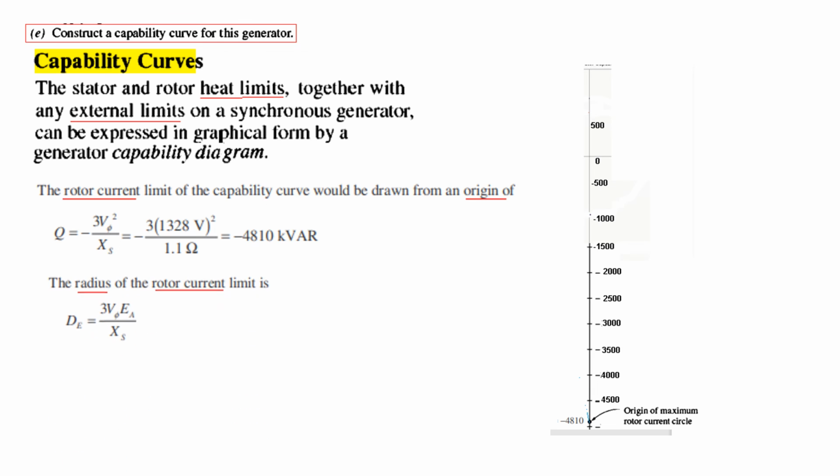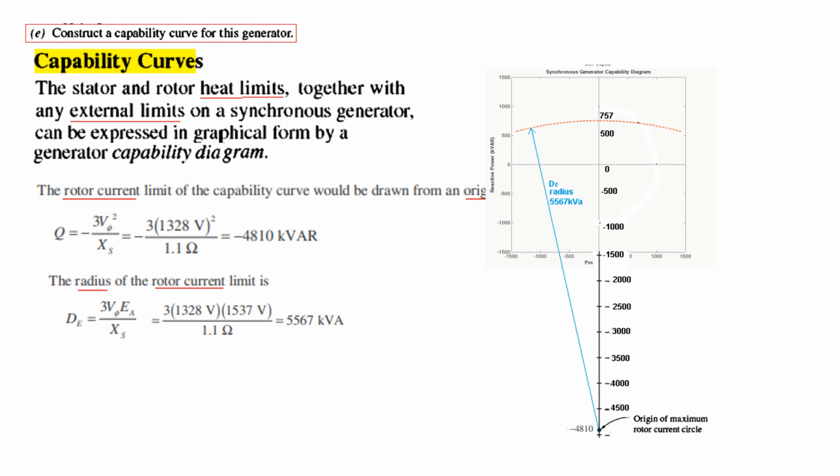Next we found the radius of the rotor current. So we have found the origin. Now we need to find the radius of the circle that we will draw from here, and that is given by this formula. Putting in the values, we find the radius to be 5567 kVA. So now we'll draw the radius from this point. We'll take a radius of 5567 and draw around. It will be something like this. Only part of it we are showing with this radius. So this is the rotor current limit. You cannot go beyond this.